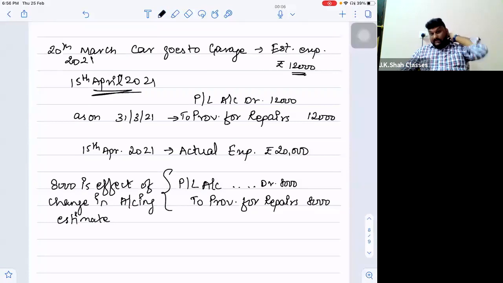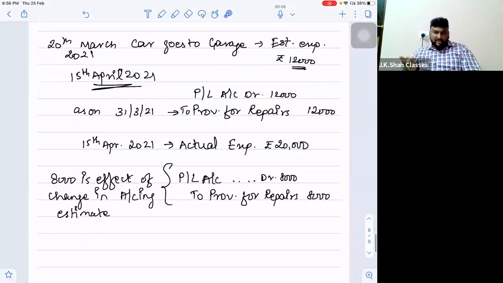Right? Now, my first question to you. Can this change? Definitely yes, because some extra repairs might have been taken place in your car. So extra expenditure has been incurred. So this is called as a change in estimate. And this 8,000 of further provision that you created is called as what? Effect of change in accounting estimate. Now my first question to you. As on 31st March, I provided only 12,000, but my actual expense was 20,000. So will this be called as an error or omission of the last year? Means the 8,000 that I'm recording now is because of the error or omission of last year?